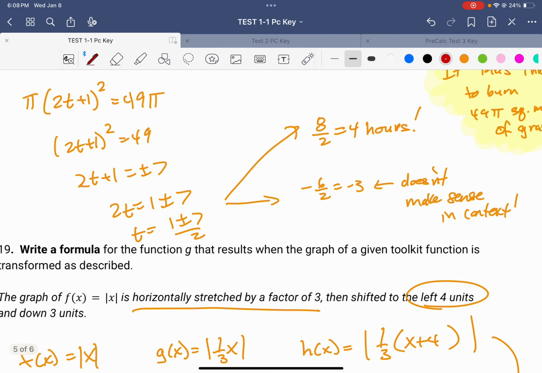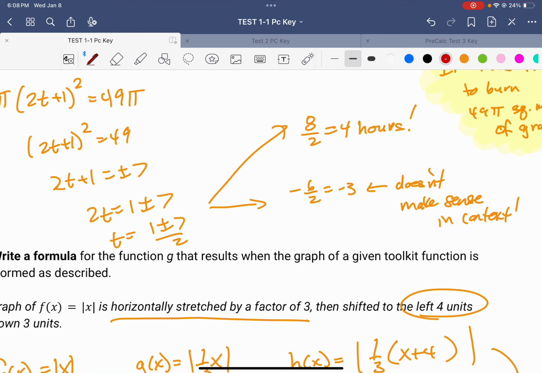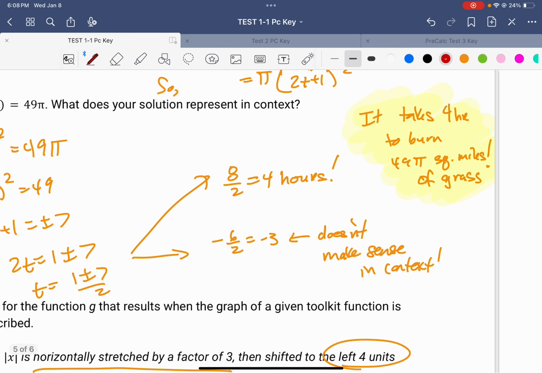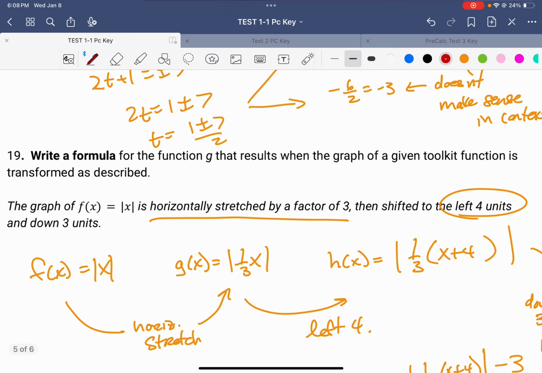Well, then you get 2t is equal to negative 1 plus or minus 7. And so when you solve, t is equal to negative 1 plus or minus 7 over 2. That gives you 2 answers. 1 plus 7, which is 8 over 2, gives you 4 hours. Or 1 minus 7 over 2, which gives you negative 3, which doesn't make sense. So it takes 4 hours to burn 49 pi square miles of grass.